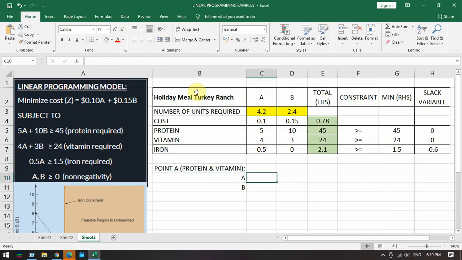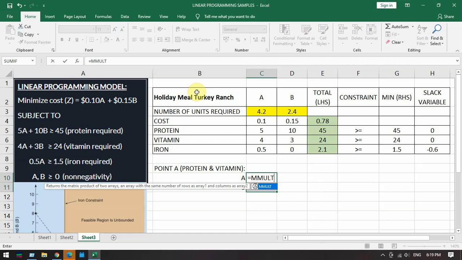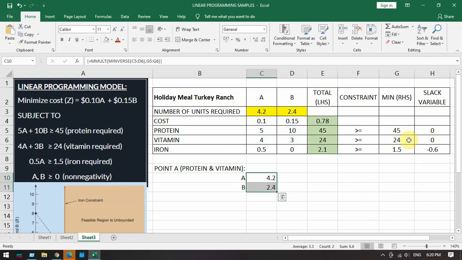And to do that, we highlight again our cells that we need to fill up with A and B. And we use our matrix multiply function, and then MINVERSE. So this is for protein and vitamin. So we do this, comma, and then our right hand side for protein and vitamin. Okay, so again, we don't just hit enter, but shift control enter. So there we have it.